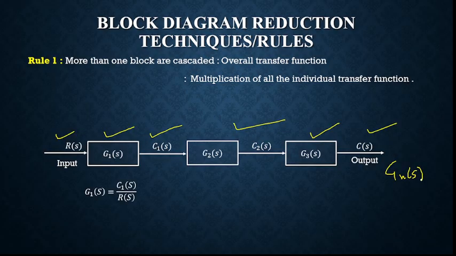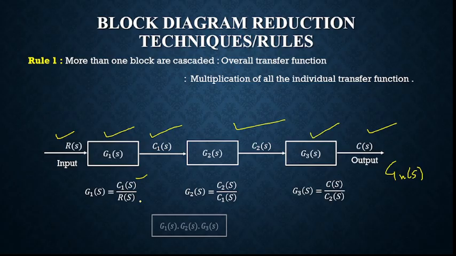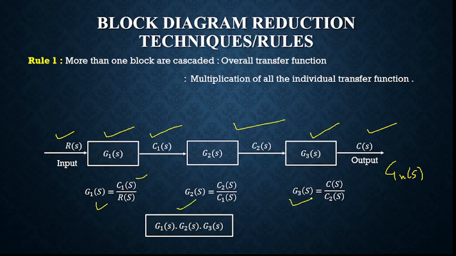So what is G1 of S? It is C1 of S upon R of S. G2 of S is C2 of S upon C1 of S. G3 of S is C of S upon C2 of S. If you multiply all these three, this will remain as G1 of S into G2 of S into G3 of S. The intermediate terms will get cancelled out here.